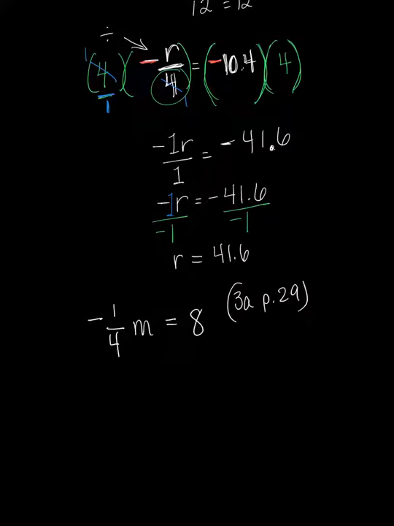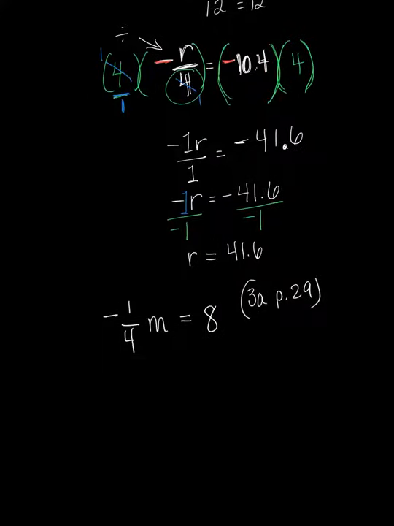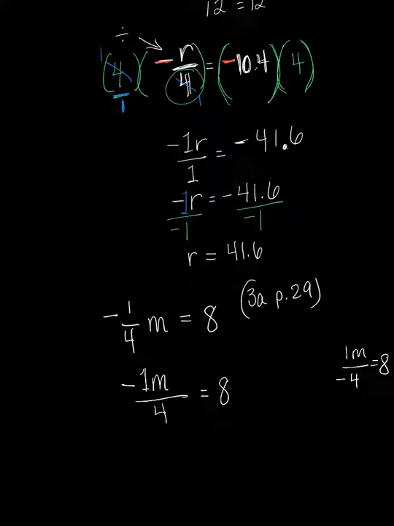All right, welcome back. Hopefully you recognize that negative 1/4 m is just the same thing as negative 1m over 4, and that's equal to 8. You could have also written it as 1m over negative 4 equals 8. It doesn't really make a difference. At this point, what I'm going to end up doing is I need to get m here by itself. So I've got to get rid of this 4. How do I do that?